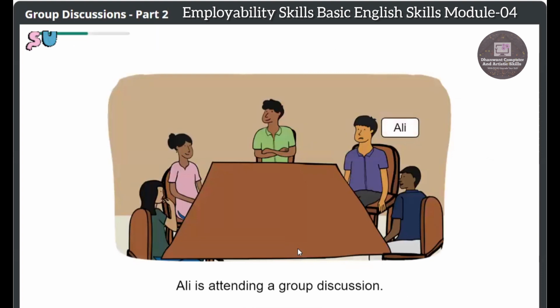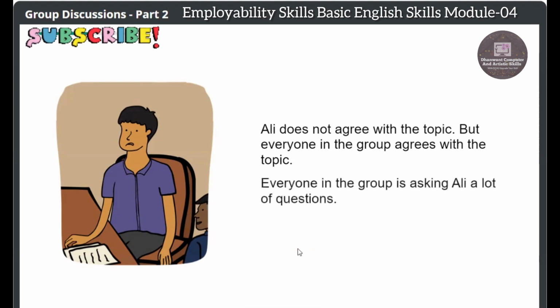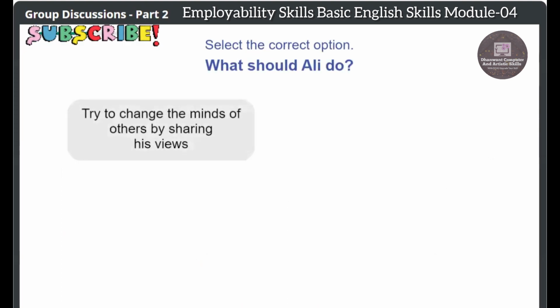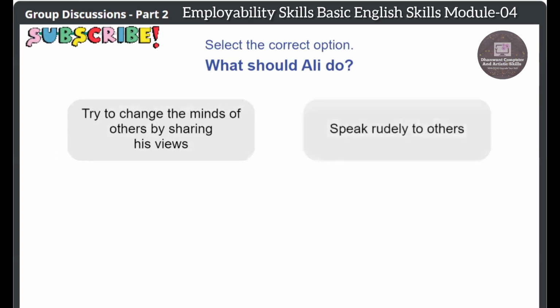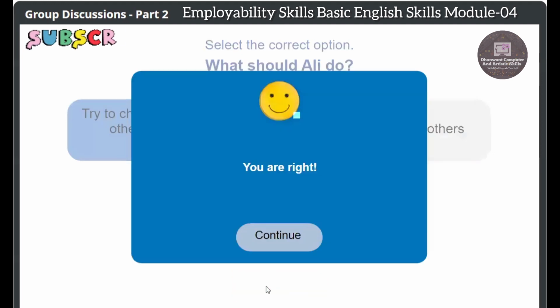Ali is attending a group discussion. Ali does not agree with the topic, but everyone in the group agrees with the topic. Everyone in the group is asking Ali a lot of questions. Select the correct option. What should Ali do? Try to change the minds of others by sharing his views. Speak rudely to others. Stop speaking in the GD. You're right.